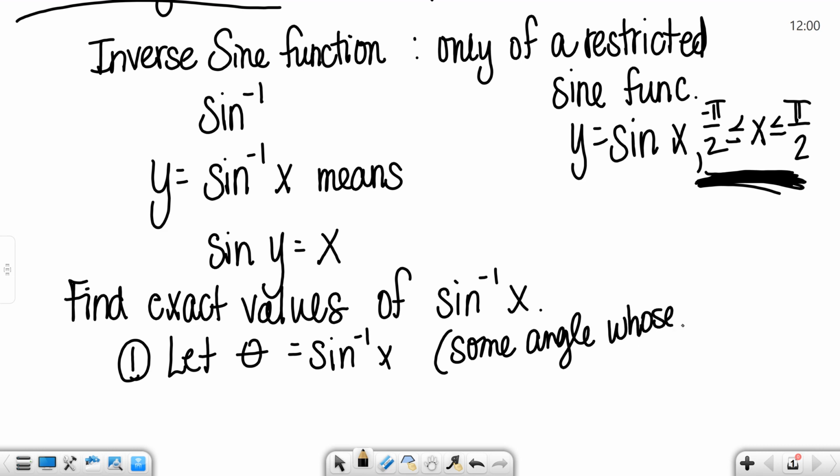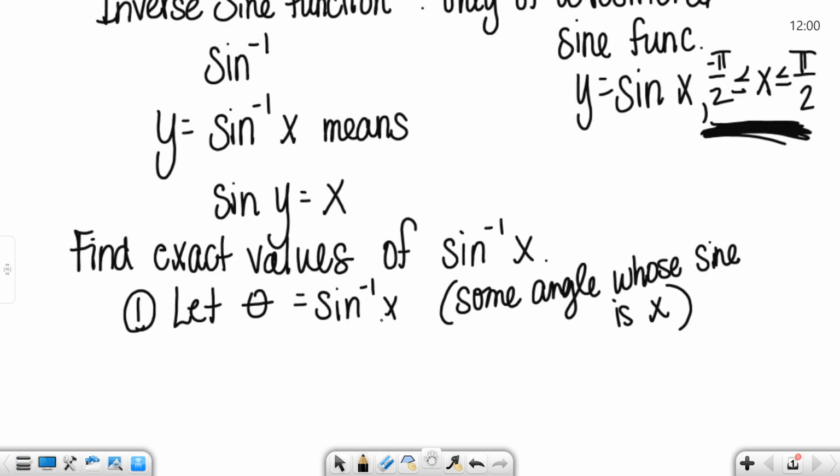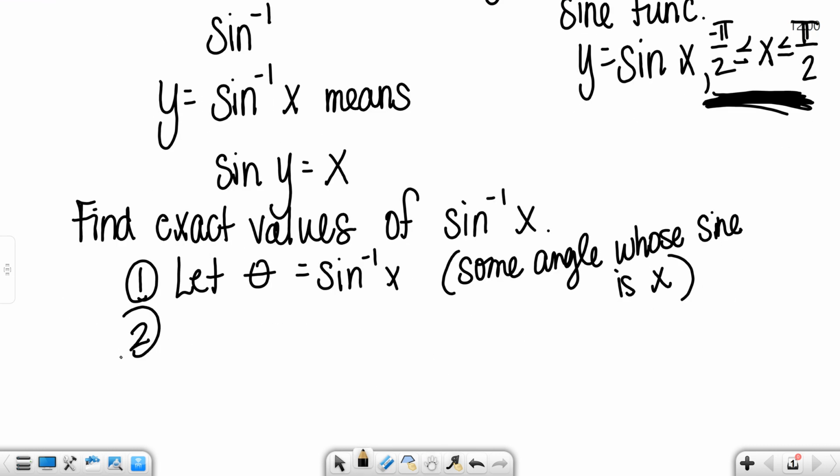Some angle whose sine is x. Okay, that's what we're looking for. Some angle whose sine is x. Once I say that, then I can rewrite it to say I'm looking for some angle whose sine is x.